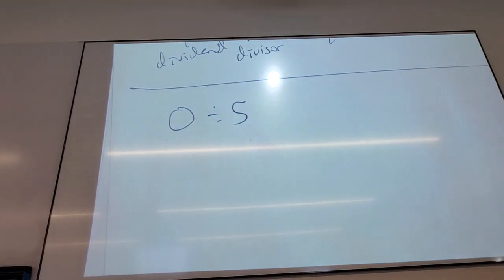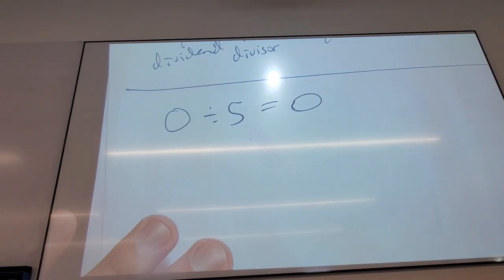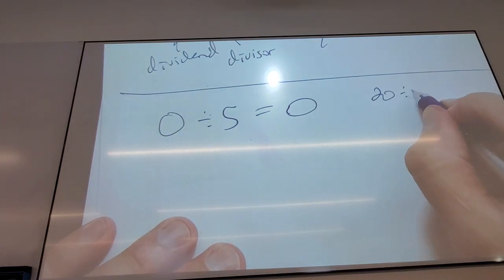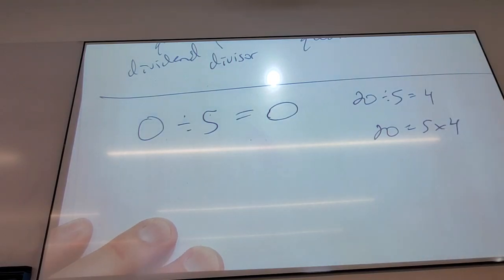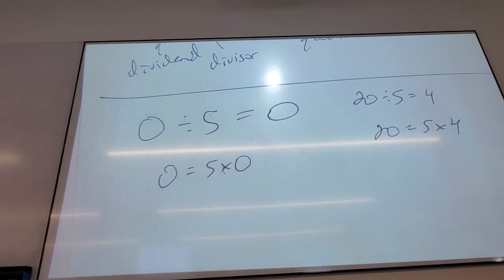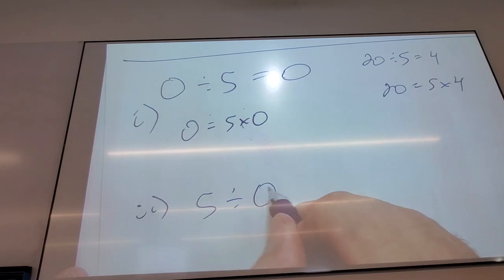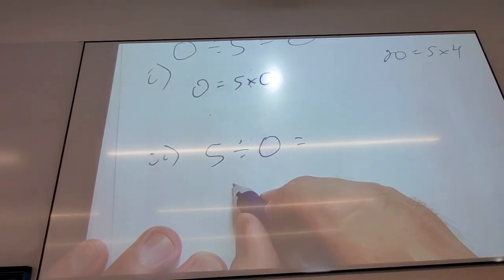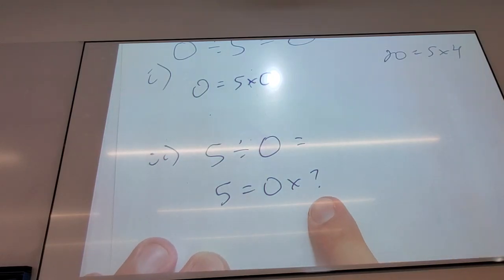Why does 0 divided by 5 equal 0, by the way? Real quick, what's 20 divided by 5? 20 is 5 times 4. So it's just rewriting it like a missing factor approach, right? So why is 0 divided by 5 equal to 0? Because 0 equals 5 times 0. So, of course, where am I going with this? What is 5 divided by 0? It would have to be the number so that 5 equals 0 times that number. Is there a number that does that?